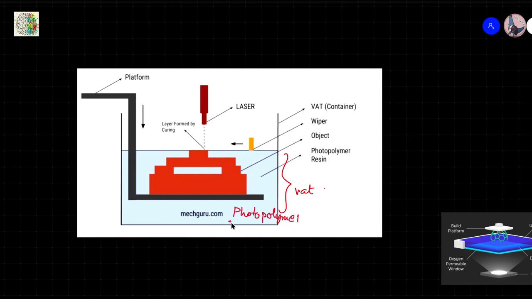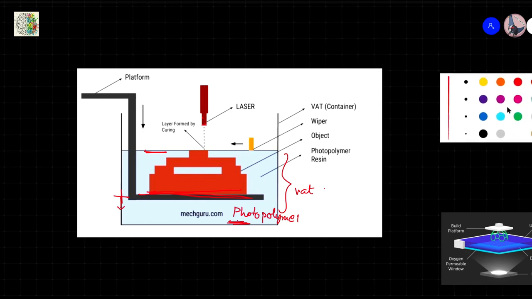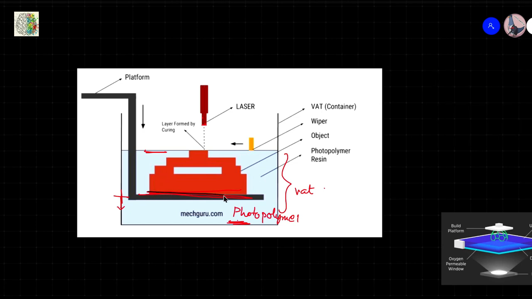Okay, so this photopolymer is a type of liquid polymer which, when exposed to UV light or laser, will solidify. This is the platform. Initially this platform was just here, and then this laser scanned this big area, so this was solidified. Then this platform sunk by a distance, and another layer was formed, then again it sunk down further by a distance, then layer by layer like this, this entire thing was made.